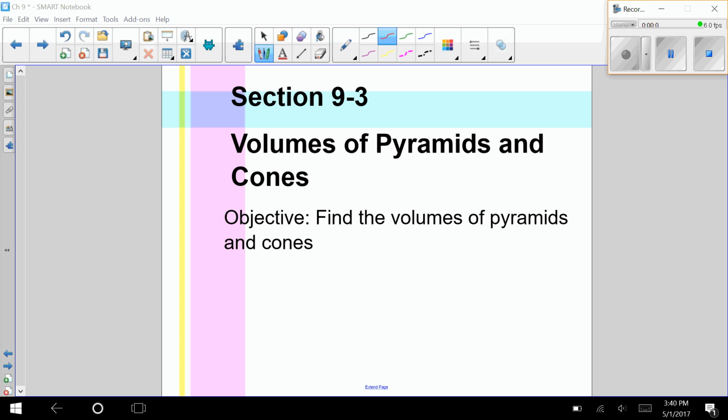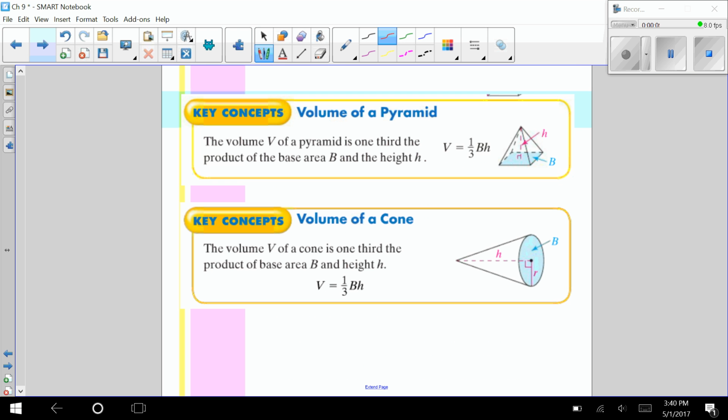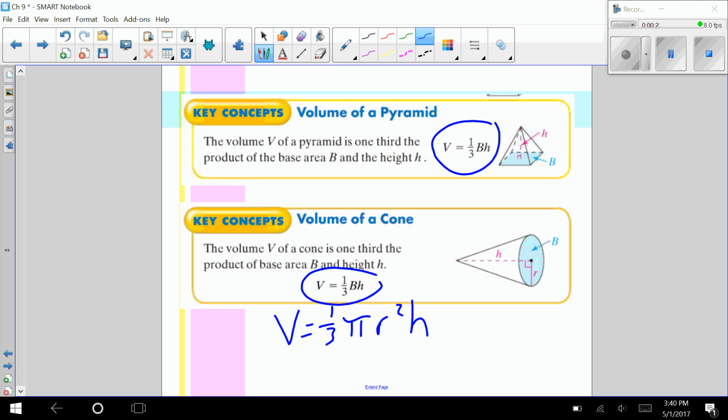This is section 9.3, volumes of pyramids and cones. Our objective today is to find the volumes of pyramids and cones. So, the volume of a pyramid is 1/3 times the base area times the height. The volume of a cone is the same thing, or we can call it 1/3 pi r squared h. So let's practice with that.